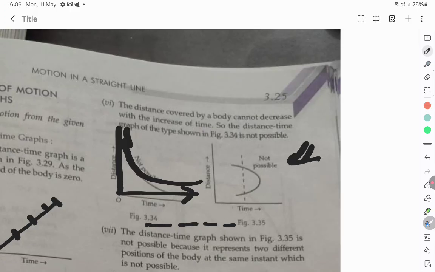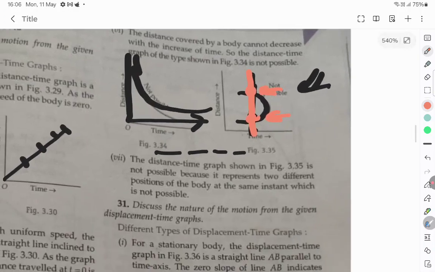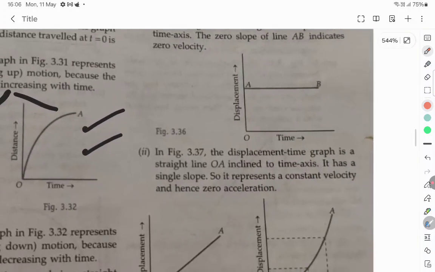And this graph is also not possible. They've given a curve like this. At one time, you're in two different positions, two different distances. How is it possible? So construct a line parallel to the y-axis. If this line is intersecting the curve at 2 points, that shows that it's not possible. So let's go to the next graph.